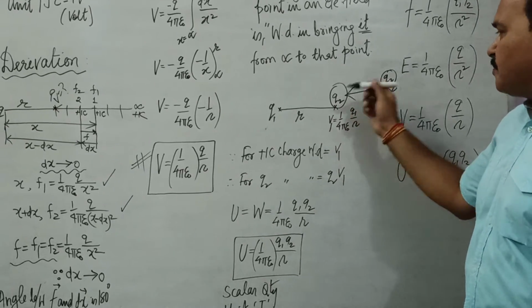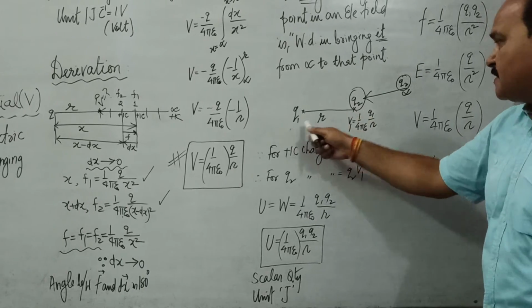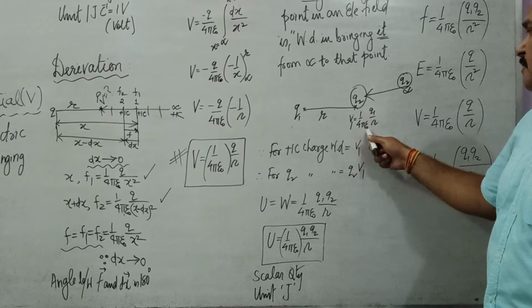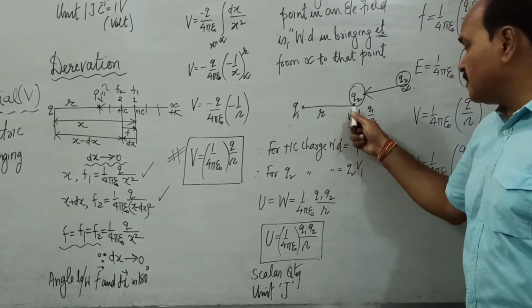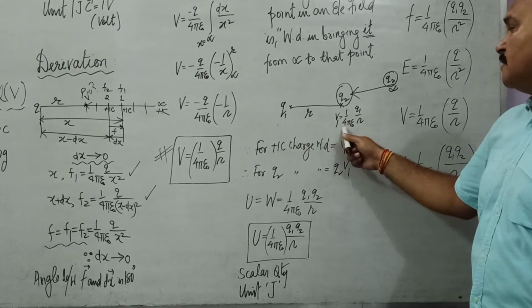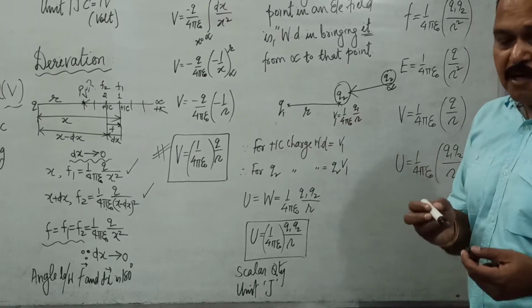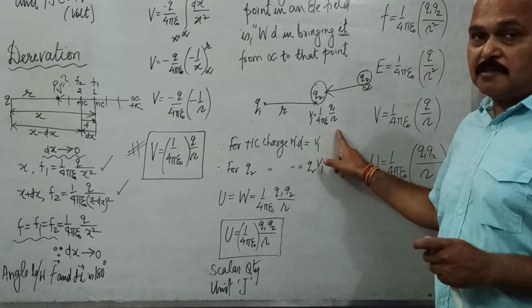Well, what is potential of this point where this charge is brought to? Potential of this point because of this charge is going to be what? V1 is equal to 1 upon 4 pi epsilon naught q1 by r. This is what we have already found out. So potential of this point because of this charge would be 1 upon 4 pi epsilon naught q1 by r. And what is this potential? Electric potential is work done in bringing unit charge. We have already deduced this expression.